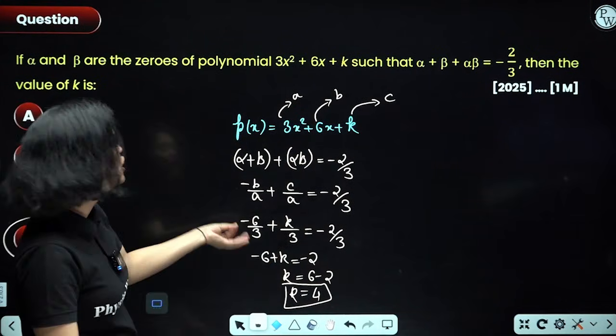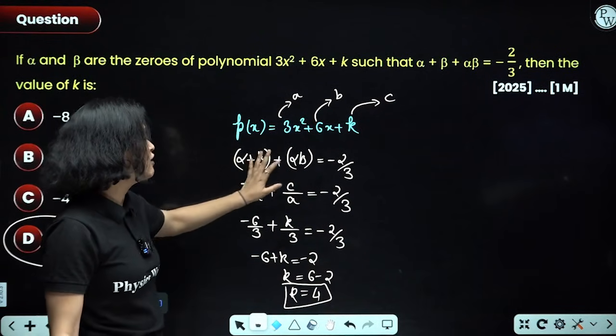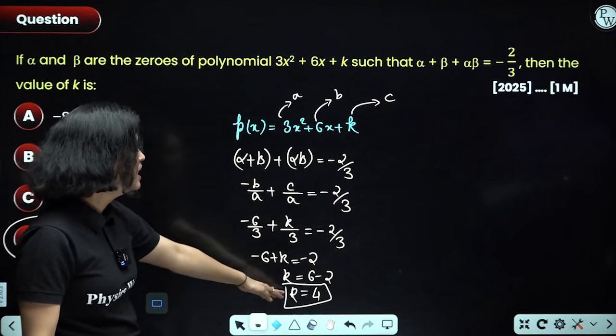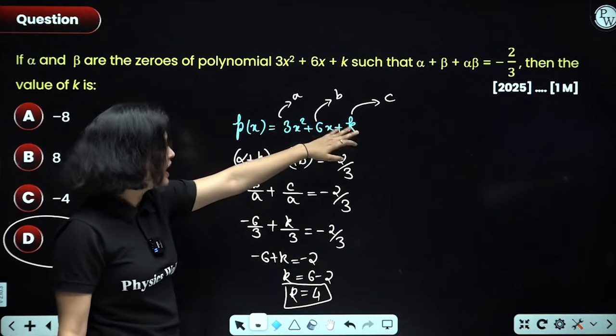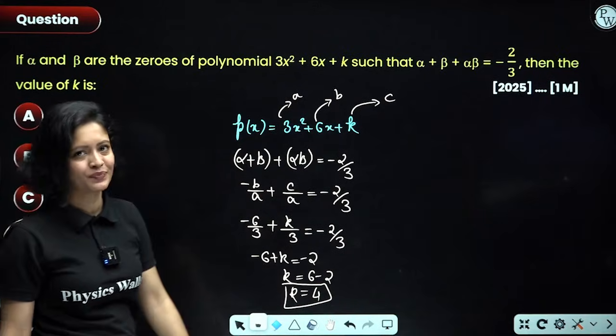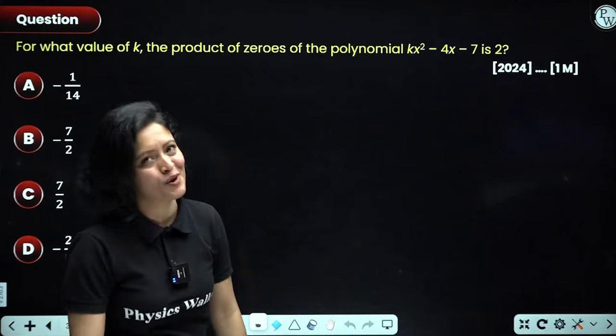Pretty easy, right? 4. Now if you want to check or verify your answer, you can always check whether alpha plus beta is coming out to be negative 2 by 3 or not. So you can plug the value of k as 4 and then figure out alpha plus beta and verify your answer also. Okay, so with that, let's move on to this next problem.